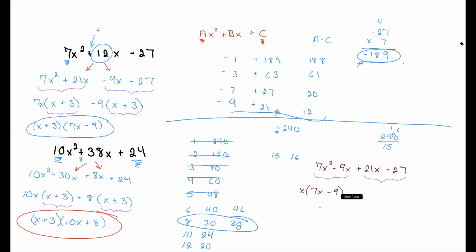I should expect to have the same thing left over. So what's in common here? Well, just a 3. 21 divided by 3 is 7. I have my x. 27 divided by 3 is 9. I have my minus 9. I'm going to factor out the common group, just like last time. You'll notice I have the same thing.